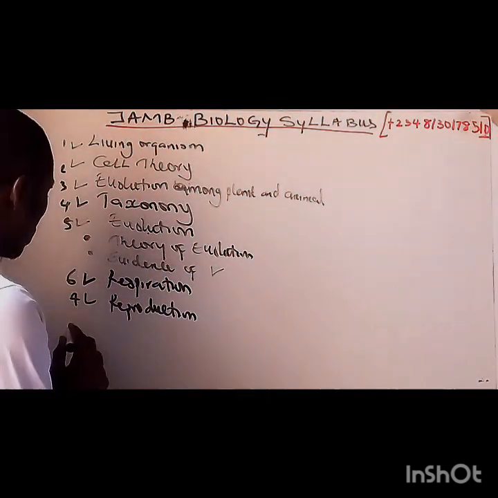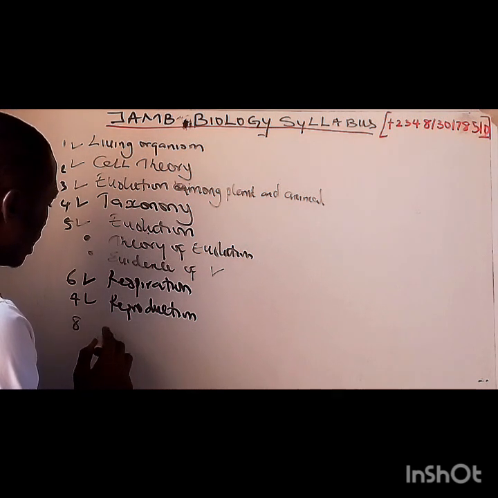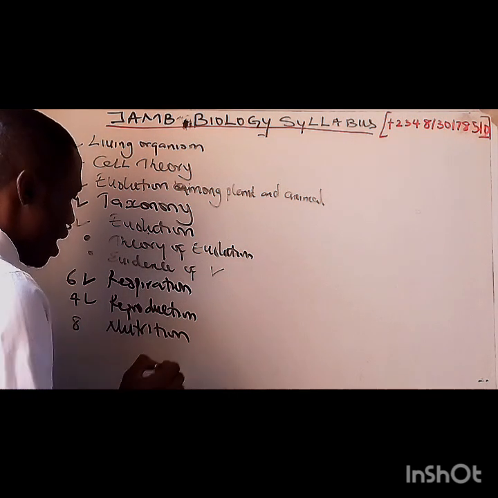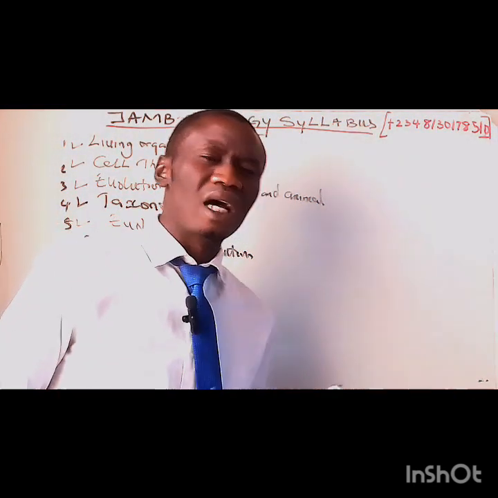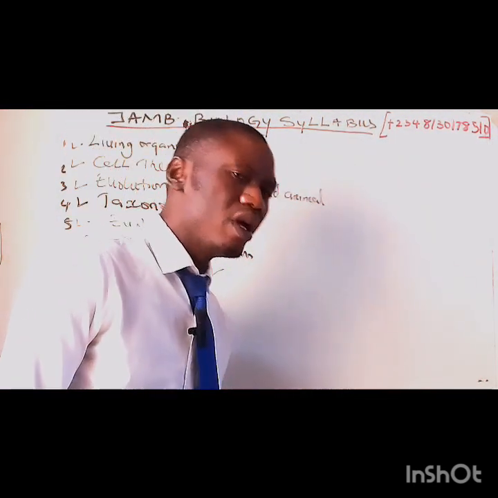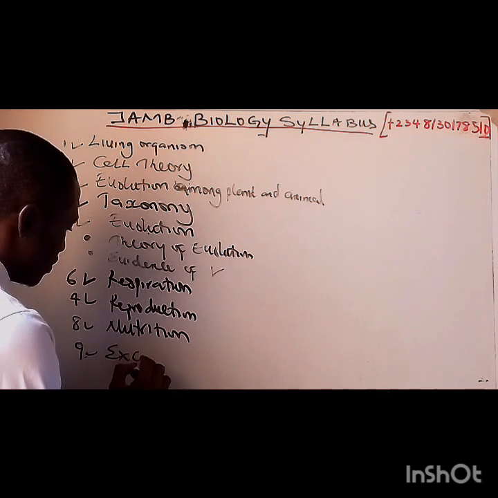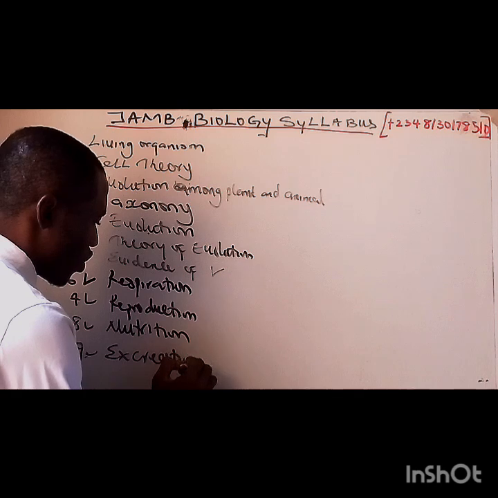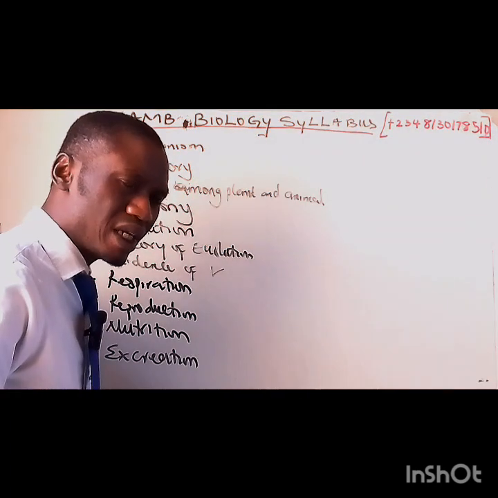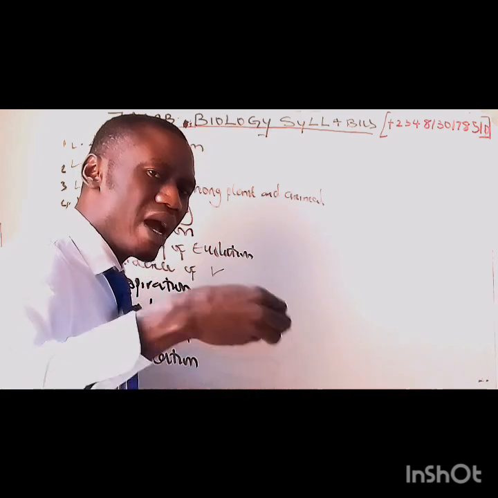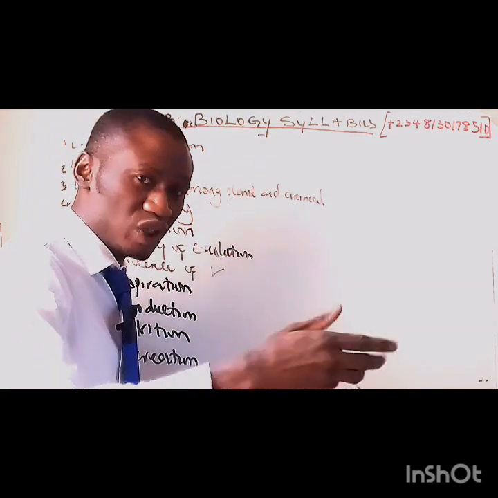So they also want you to know, that's number 8 now, is nutrition. And these talk about nutrition in plants and nutrition in animals. I want you to know about number 9 now, excretion. Excretion, of course, is the removal of waste metabolic materials. Focus on the excretory organ of animals, excretory organ of plants. You need to know about that.